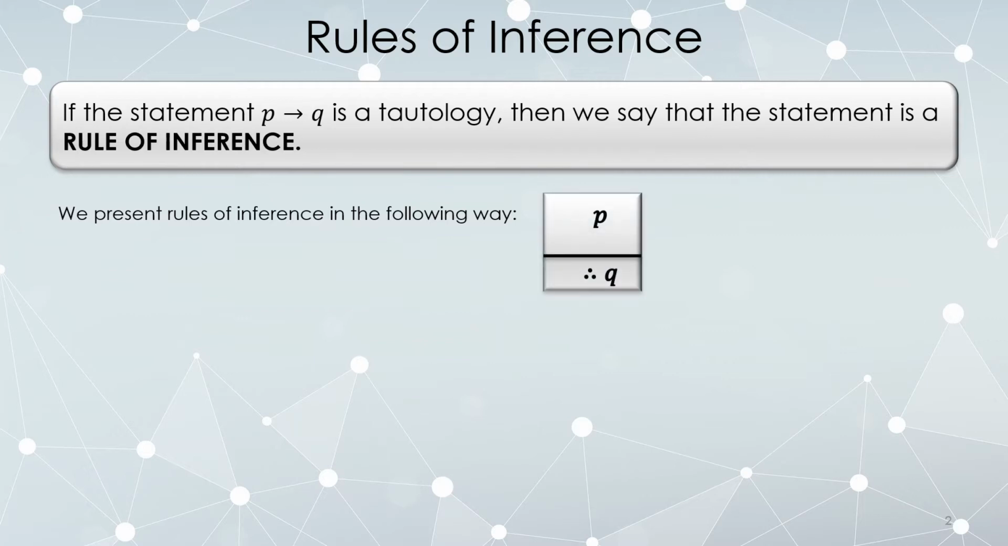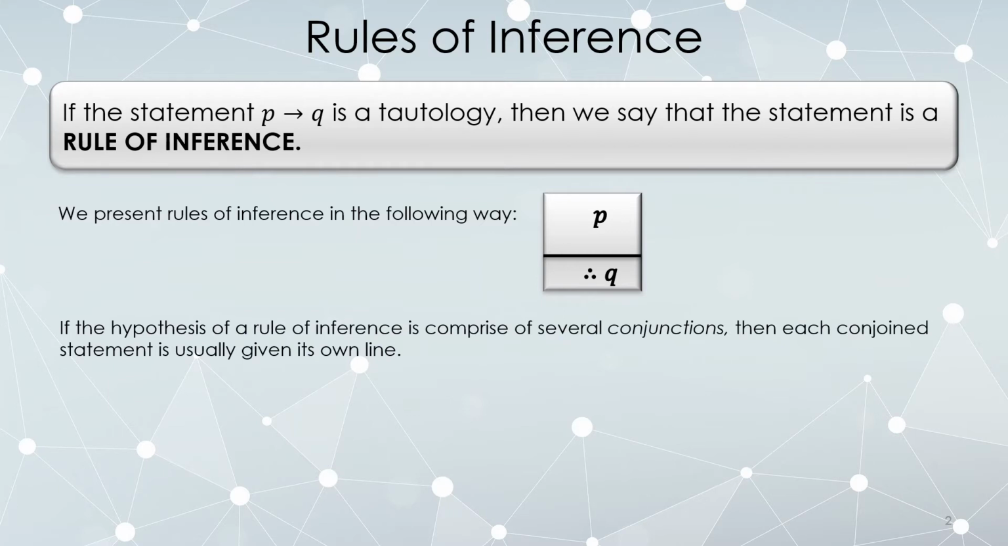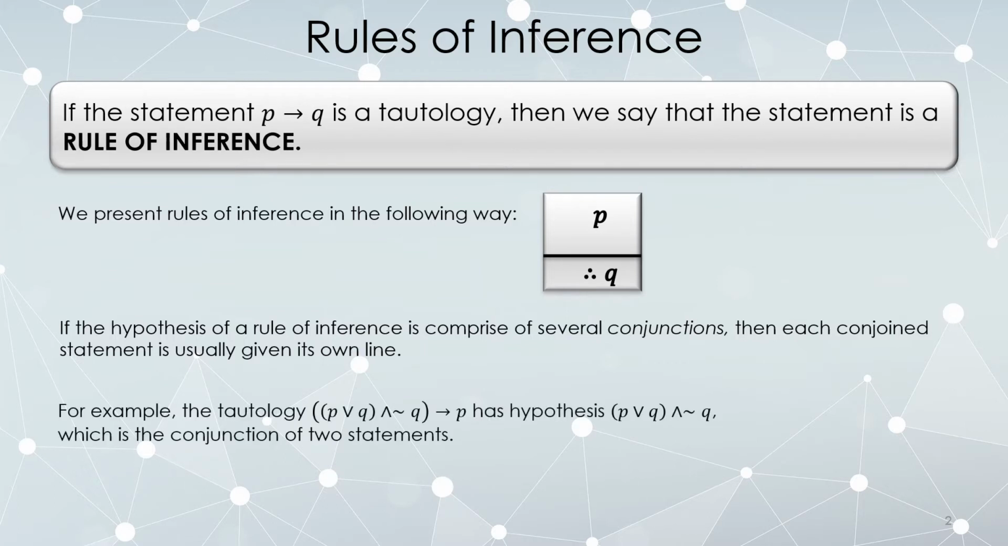A tautological conditional statement, a rule of inference, can be presented in the following way. You list the hypotheses, and then you put this horizontal line with this triangle of dots and the conclusion Q. If the hypothesis is several things conjoined together, each of those things is usually given its own line. This isn't a strict requirement, but it is a convention. So for example, this is a tautology: P or Q, and not Q, implies P. The hypothesis is P or Q and not Q.